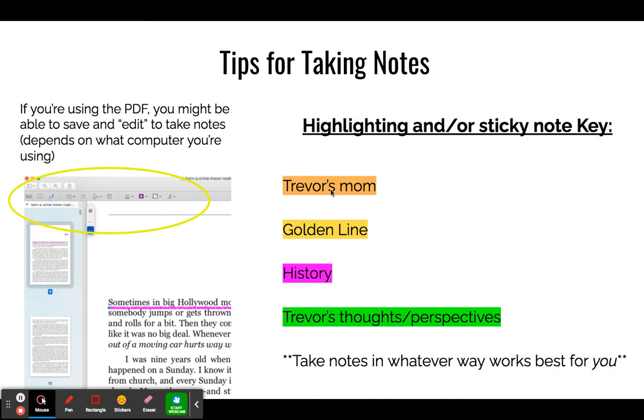So anything that had to do with Trevor's mom, I highlighted orange. Any golden lines I found, I highlighted yellow. Anything that had to do with the history of South Africa or apartheid in general, I put in pink. And then anything that had to do with Trevor's perspective, his thoughts, his reactions to things happening in his life, I put in green. But again, I want you to take notes in whatever way is helpful for you. These are just some ideas.